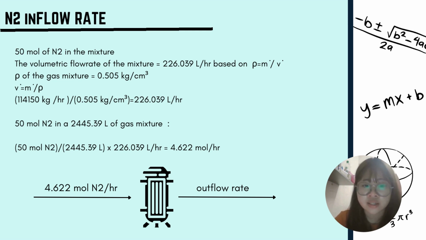In this case, there is 50 mole of nitrogen contained in 2445.39 liter of gas mixture. So, 50 mole of nitrogen will be divided by 2445.39 liter and multiplied by the 226.039 liter per hour, and we will get 4.622 mole per hour at the inlet stream.